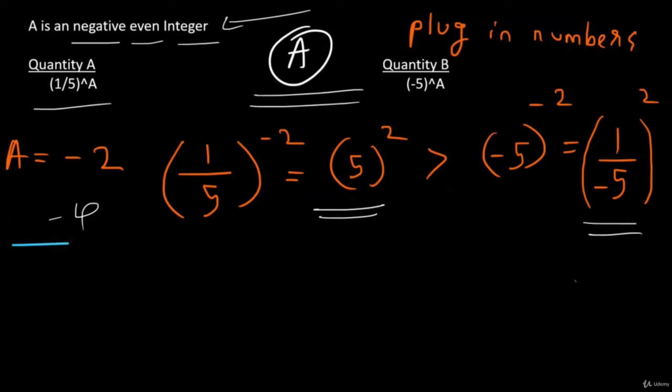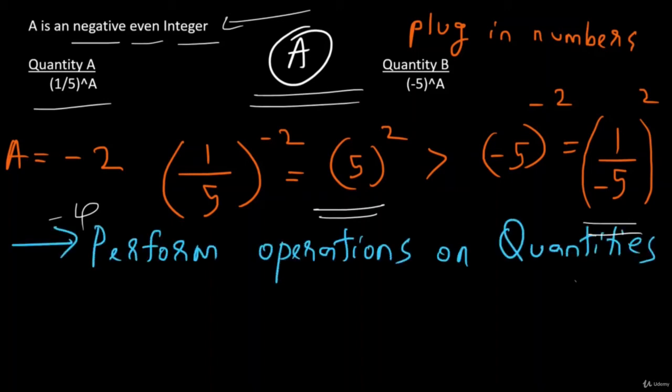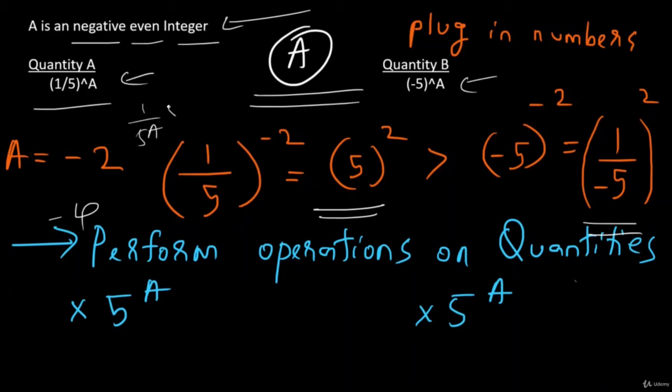Now let's perform operations on quantities to approach this question in a different manner. Again, we start with the quantity A and quantity B in this manner. Now let's multiply both of these with 5 to the power A. Now quantity A will become 1 by 5 to the power A into 5 to the power A, which is equal to 1, right? Because 5 to the power A is a positive number, so you can do that. So your quantity A is equal to 1.